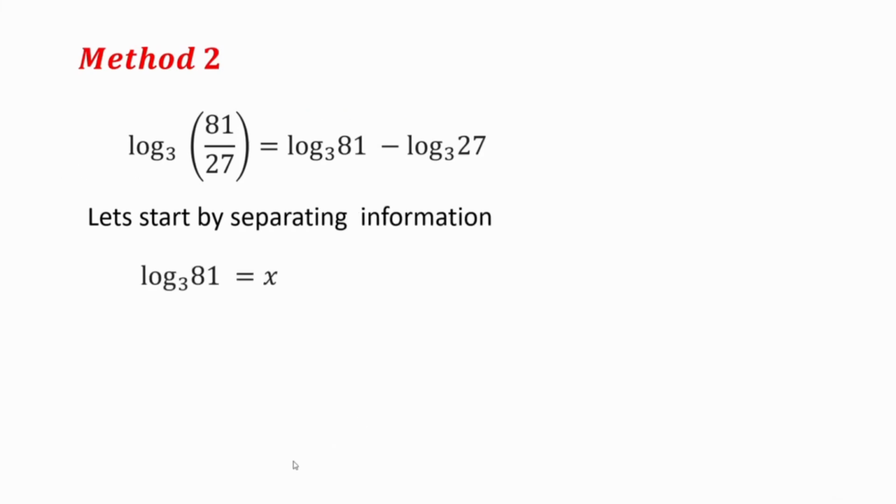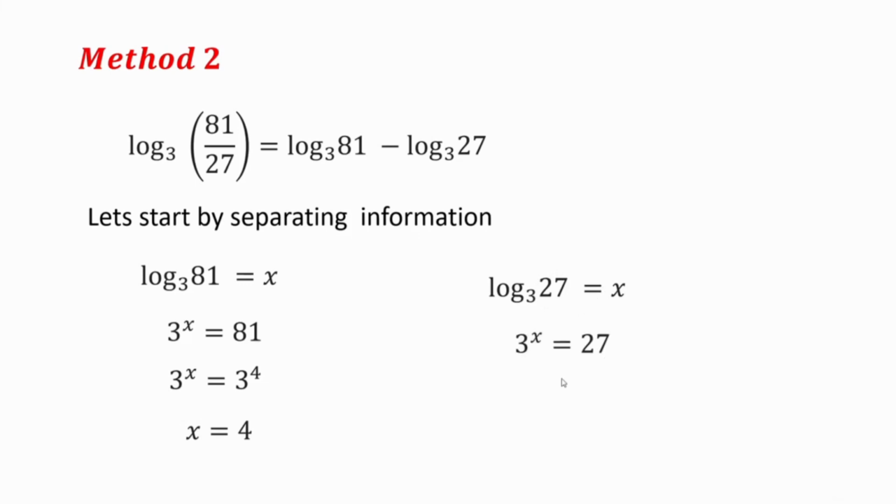Now method 2 of the same equation. Let's start by separating the information. Log 81 to base 3 is equal to x, 3 raised to power x is equal to 81, which is also 3 raised to power x is equal to 3 raised to power 4. The 3 is cancelled, therefore x is equal to 4. Similarly, log 27 to base 3 is equal to x, 3 raised to power x is equal to 27, which is also 3 raised to power x is equal to 3 raised to power 3. The 3 is cancelled, therefore x is equal to 3.